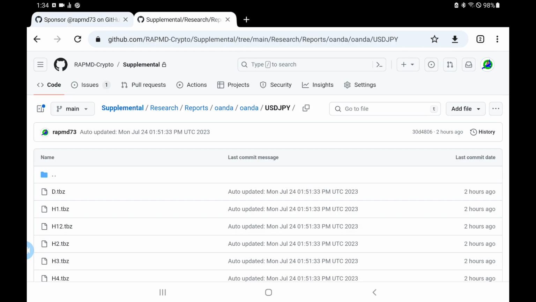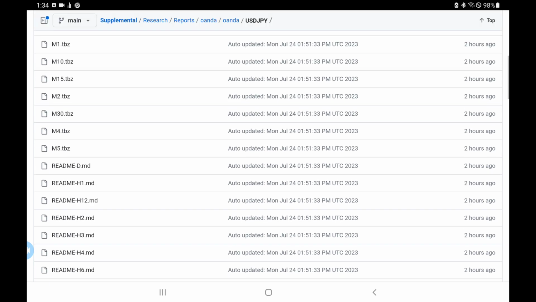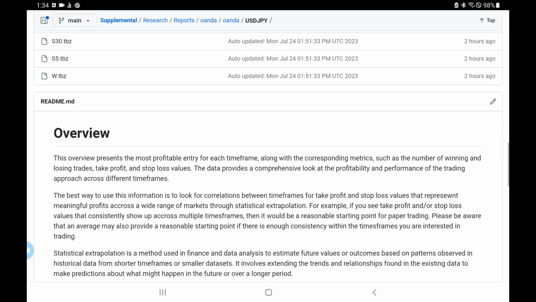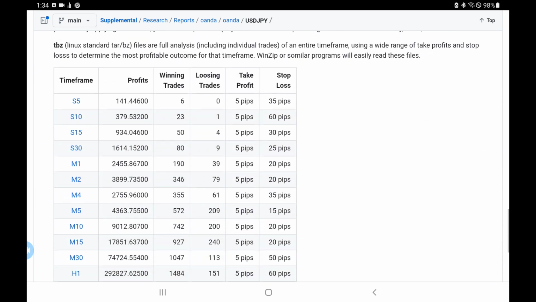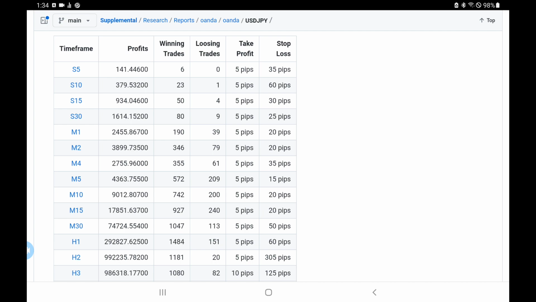So let's get straight into the research for USD JPY. This pair really is fascinating. So let's get right down to the summary and overview reports. So here's the overview report, and we can see that the 5-second time frame profited $141. It did 6 trades, and the optimum take profit and stop loss was 5 pips versus 35 pips.